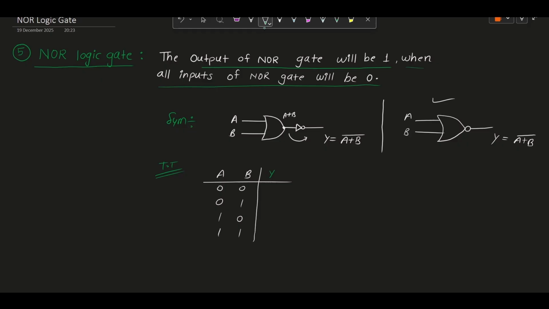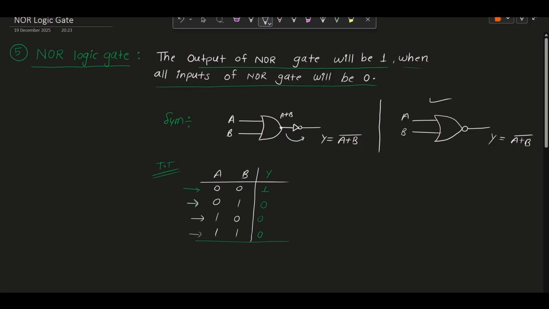As we know, only when all inputs are 0 will the NOR gate output be 1. So in the first case, if you observe, both inputs are 0, 0. In that case, the output of the NOR gate will be 1 according to the functional definition. And for the rest of the cases, the output will be 0 only, because only when all inputs are 0 will the output of the NOR gate be 1. So for the rest of the cases, the output will be 0 only.